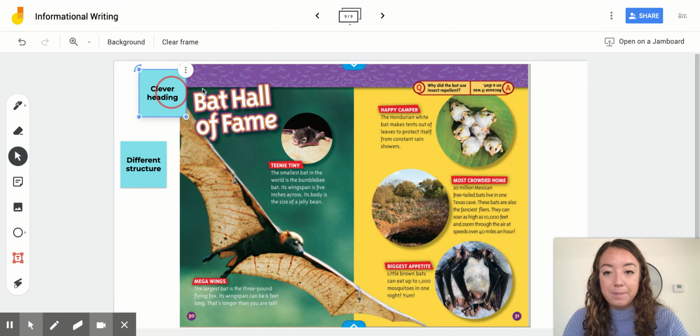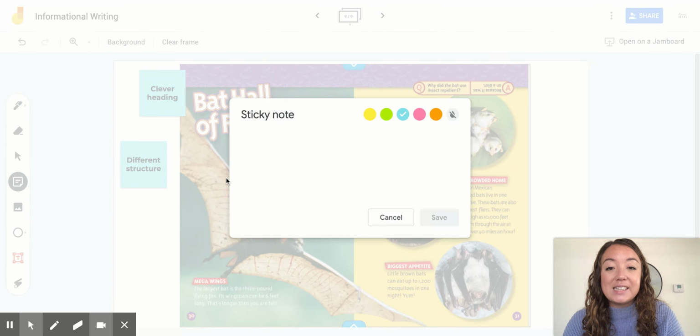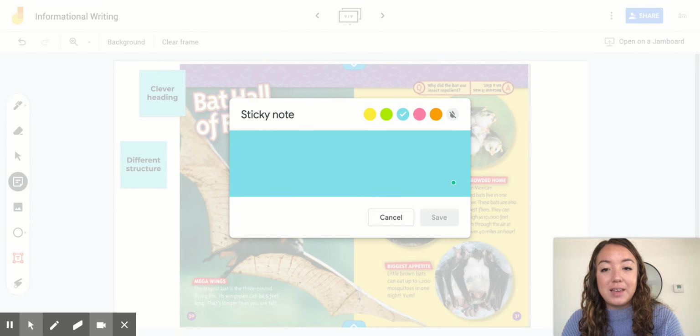Okay, let's see. I'm going to make sure I read everything. Let's start with this one right here. Teeny tiny. The smallest bat in the world is the bumblebee bat. Its wingspan is 5 inches across. Its body is the size of a jelly bean. Wow, I love that they gave me a comparison for the size of its body. It didn't just say it's really small, but it said it's the size of a jelly bean. I love that they gave me a comparison. That's really helped me picture the size of it. Maybe I'll use that in my own writing.